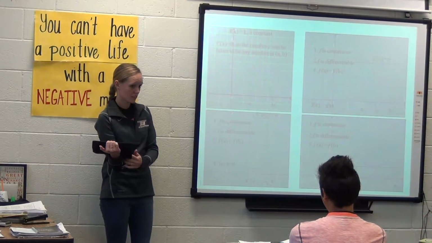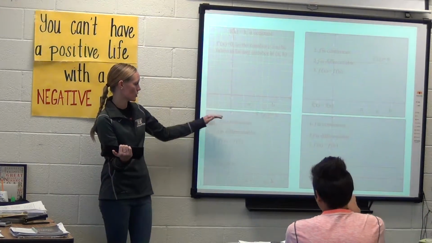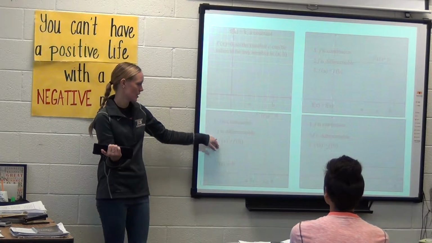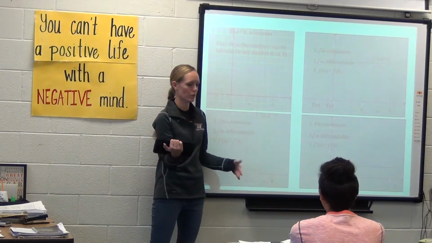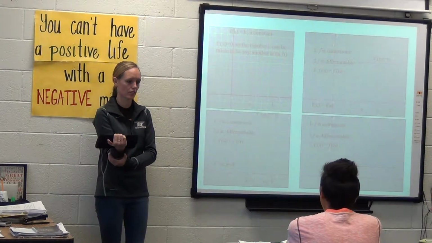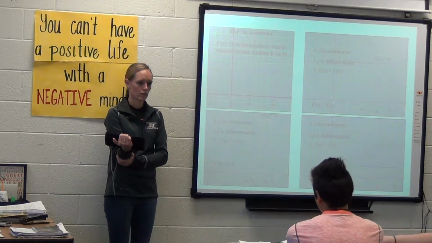So this is the theorem? This is the theorem. You check for these three things. If these three things are true, then there has to be something in between here where the slope of the tangent line is equal to 0.